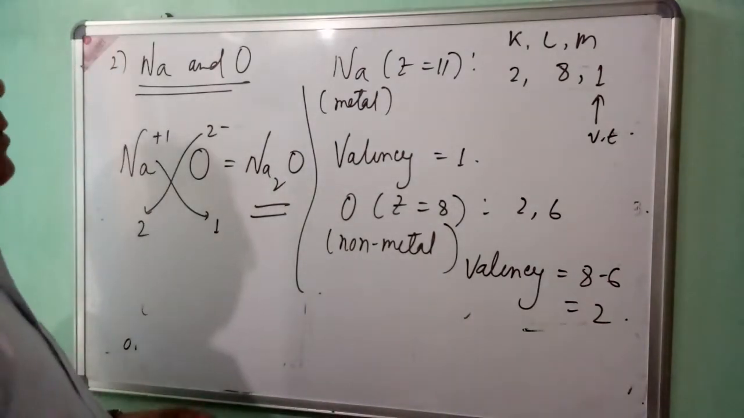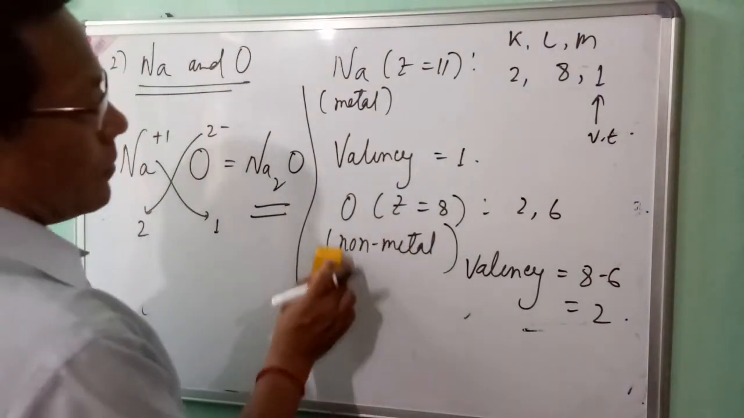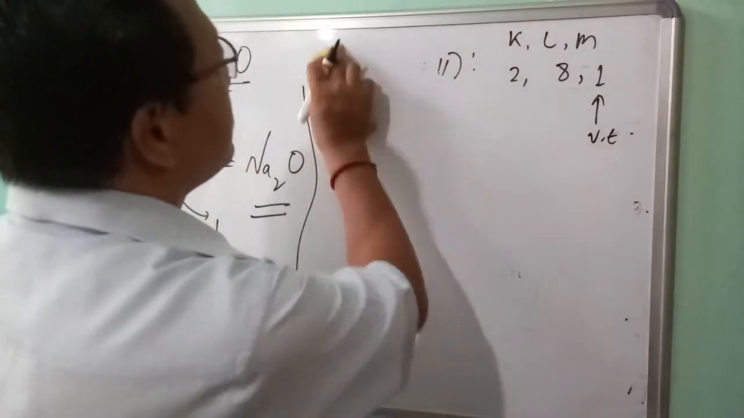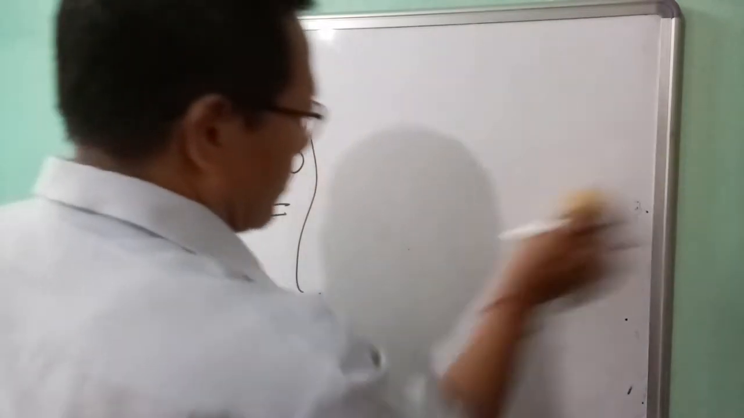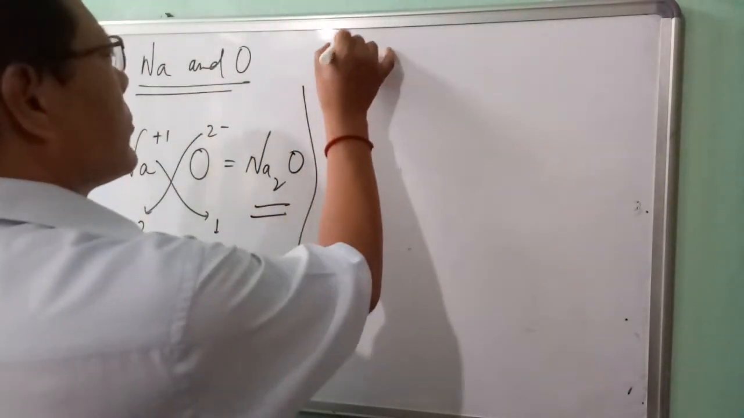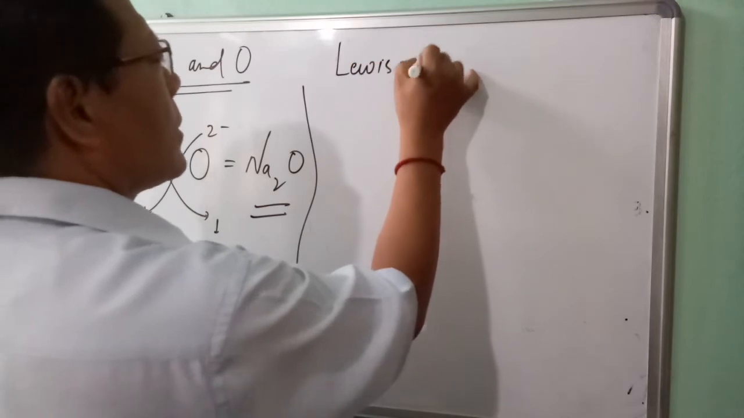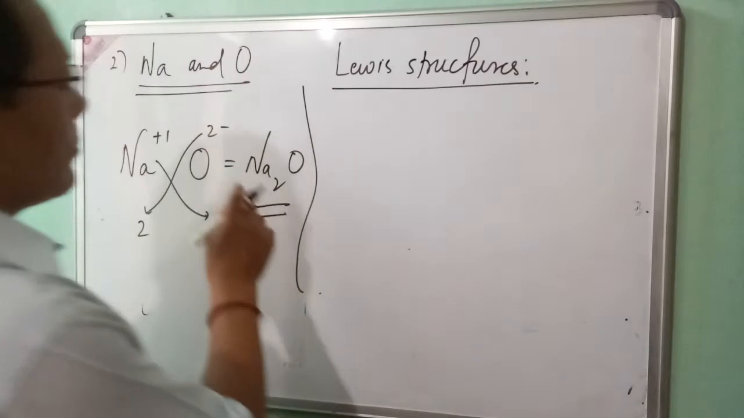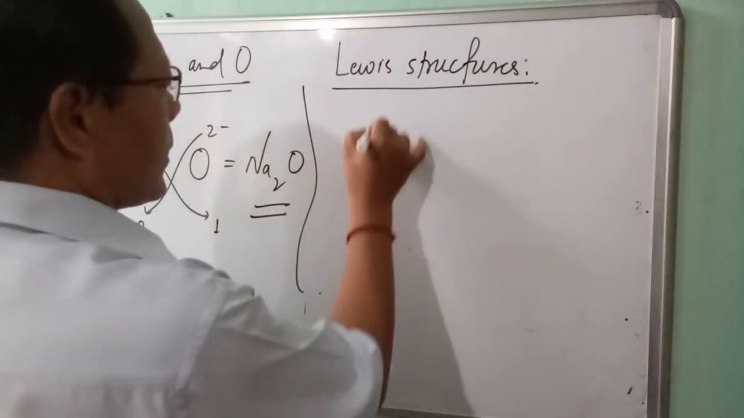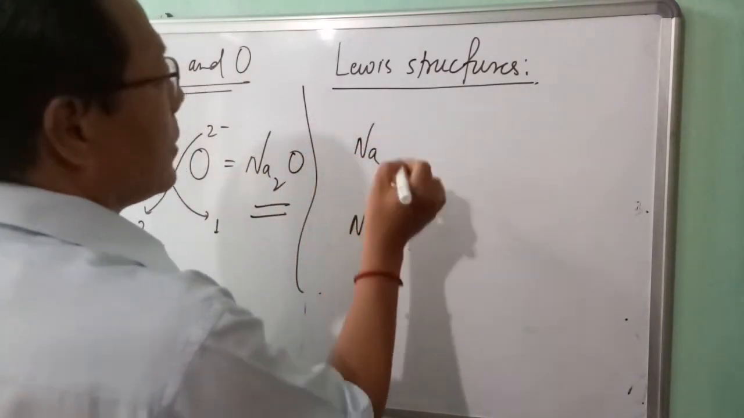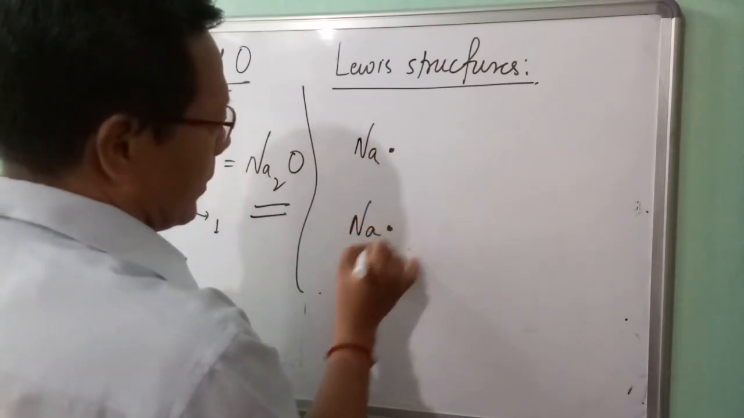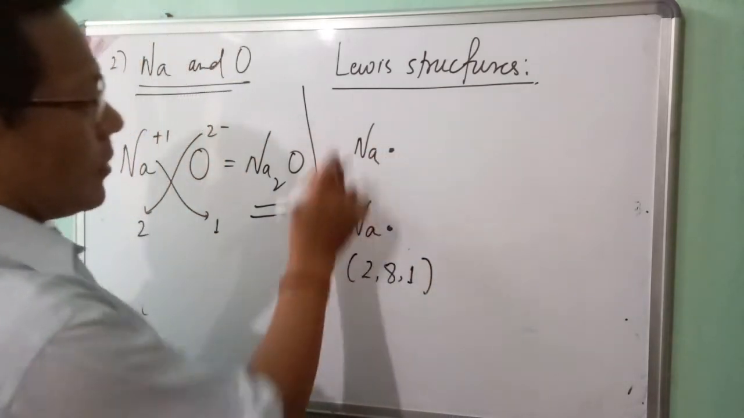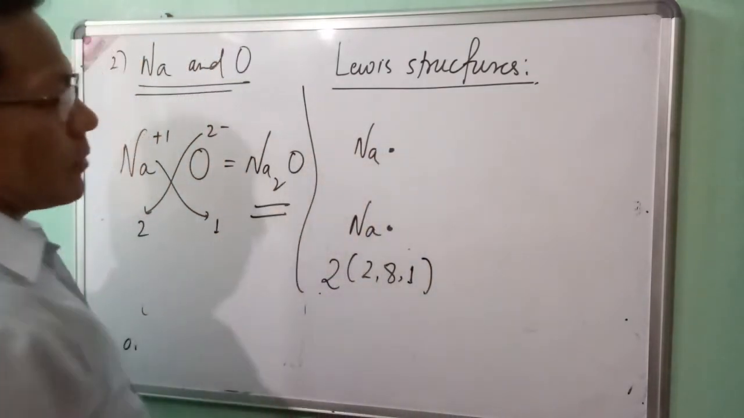That means let us draw the Lewis structure of this compound. How many sodium atoms are required here? 2. So let us write down the Lewis symbol of sodium. Sodium is 2, 8, 1, so it has 1 valence electron. How many sodium atoms here? 2, so we draw 2 of them.